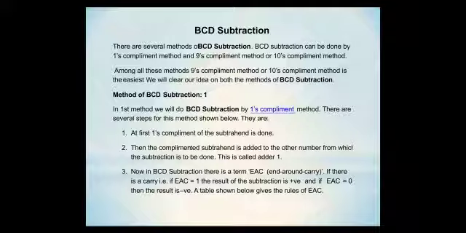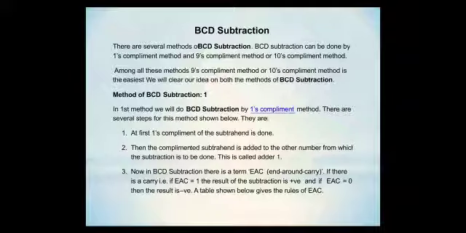In the first method, we will do BCD subtraction by the 1's complement method. There are several steps for this method shown below. At first, the 1's complement of the subtrahend is taken, then the complemented subtrahend is added to the other number from which the subtraction is to be done. This is called adder 1.